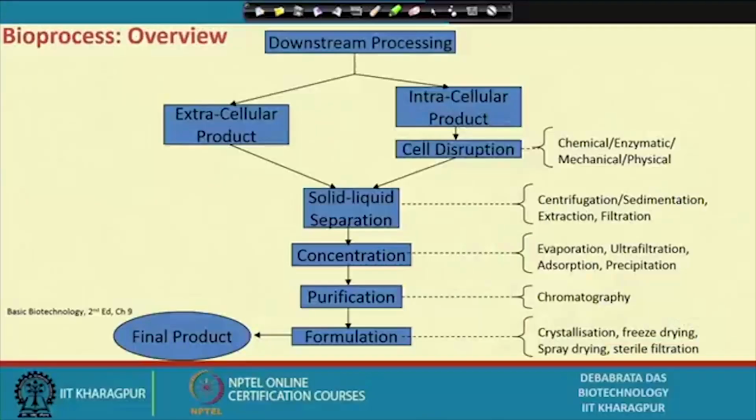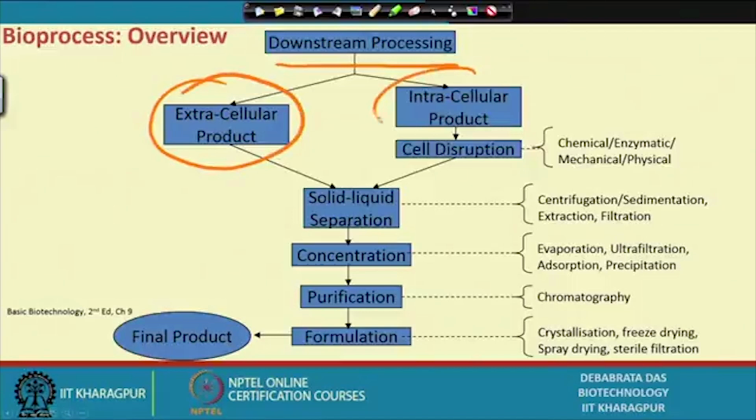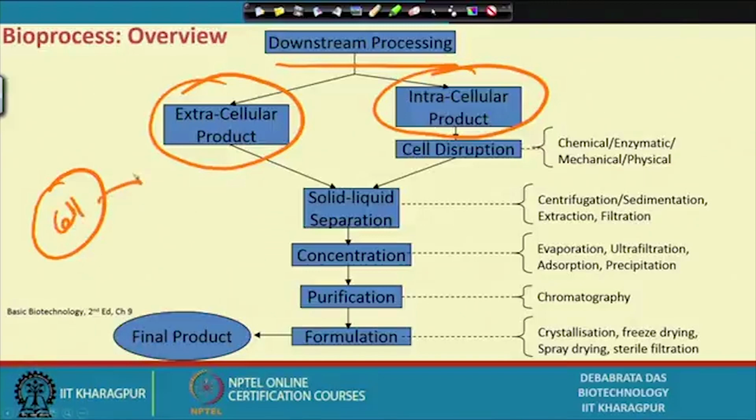Now in this particular presentation I try to discuss the different steps involved in downstream processing. If you look at the biological system, we have two types of product. One is extracellular product, another is intracellular product. Extracellular product means, suppose this is the cell, and the product comes out of the cell, then it is easy for separation, because we separate out the cells, then purify the filtrate to get the product.